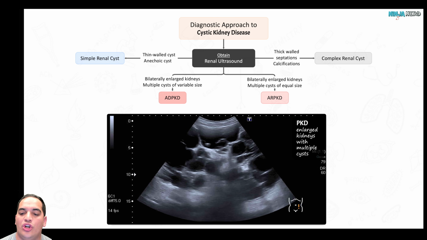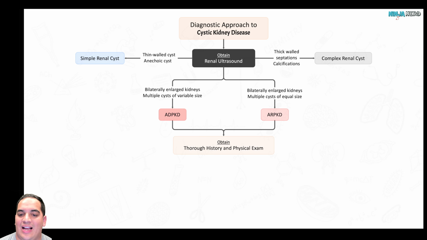So that's where a good history and physical exam will come into play. Again, looking here, you're going to see there are tons and tons of cysts on this ultrasound. So that's going to be the diagnostic test of choice. If they ask what's the diagnostic test of choice for a potential polycystic kidney disease patient, you should say a renal ultrasound.